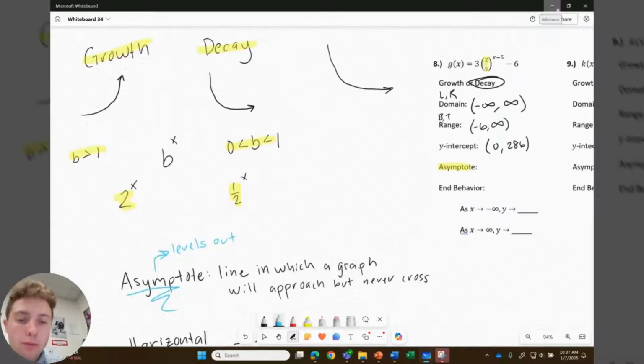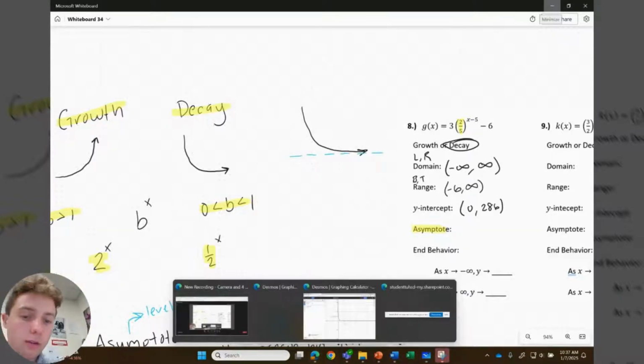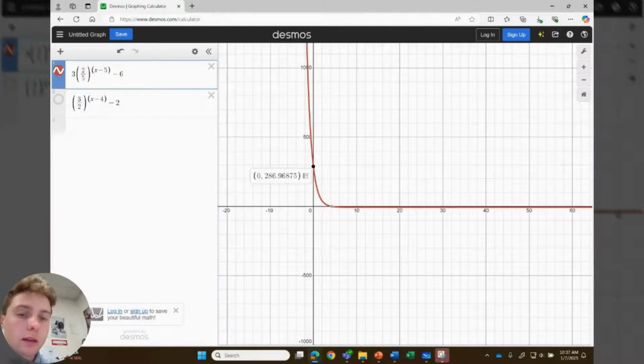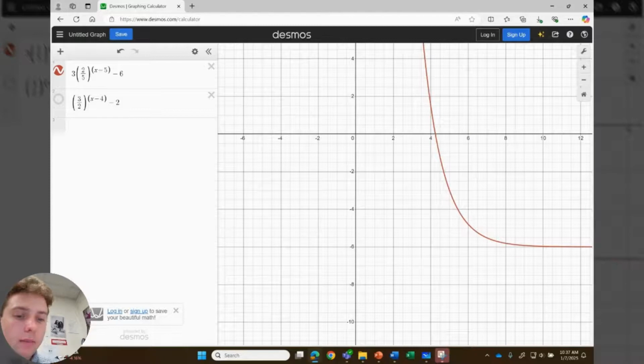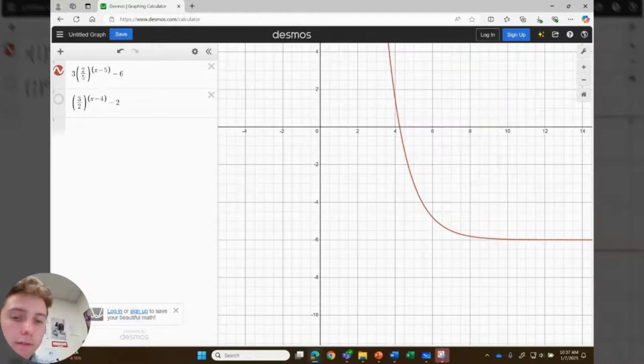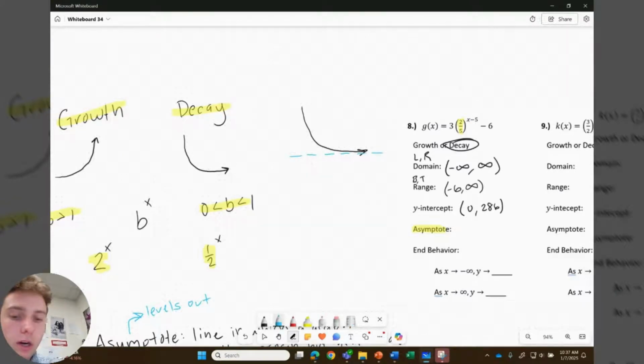So in our problem, we had a graph that looked like this, where it leveled out at the bottom, right? Here's that graph again if you need to see it again. But we want to know, okay, where is it actually leveling out? Well, we said the furthest down our graph could go was -6. That's exactly what we get for our asymptote.